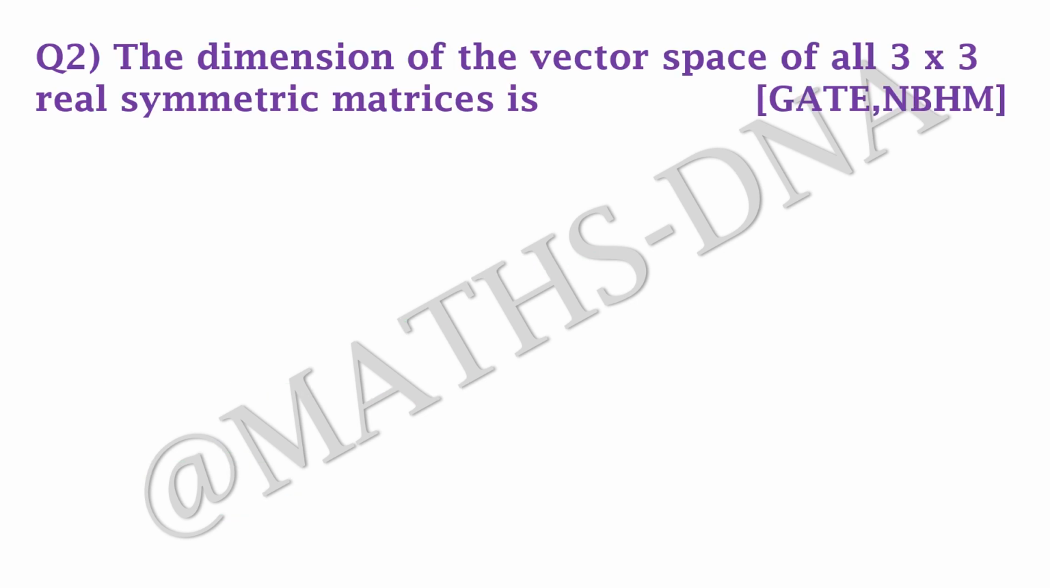Moving on to our next question. It is: the dimension of the vector space of all 3 cross 3 real symmetric matrices is. This question was asked in the GATE and NBHM examinations. The options are A3, B9, C6 and D4. You can again pause the video over here and try it by yourself once. Now let us solve it.